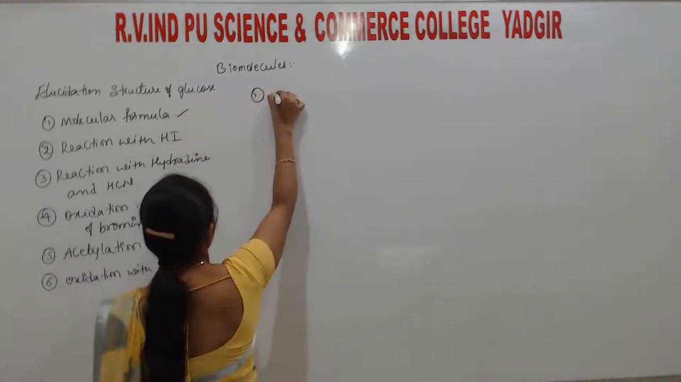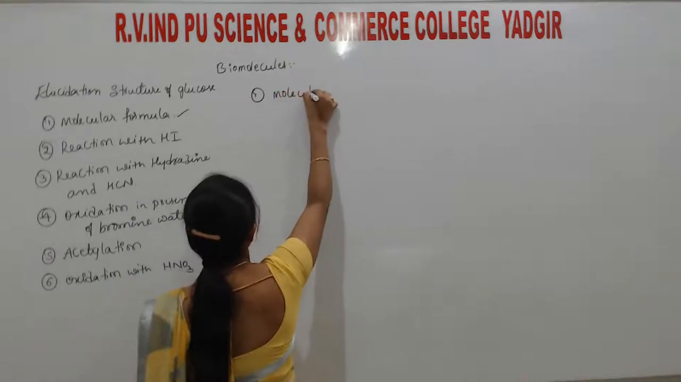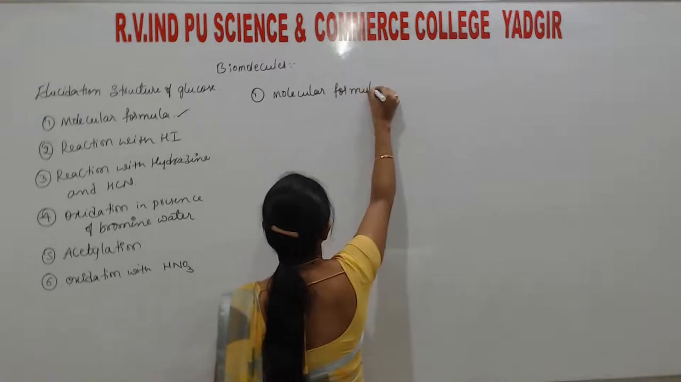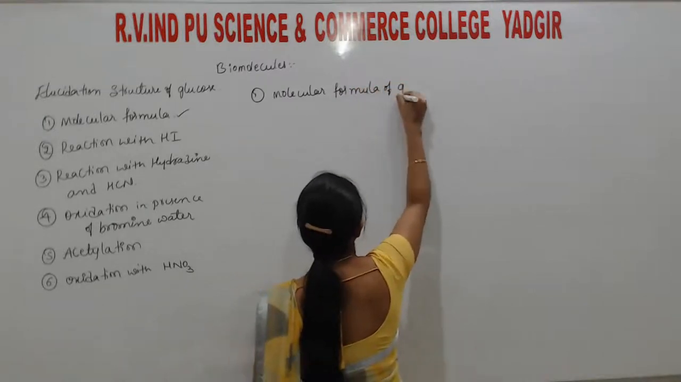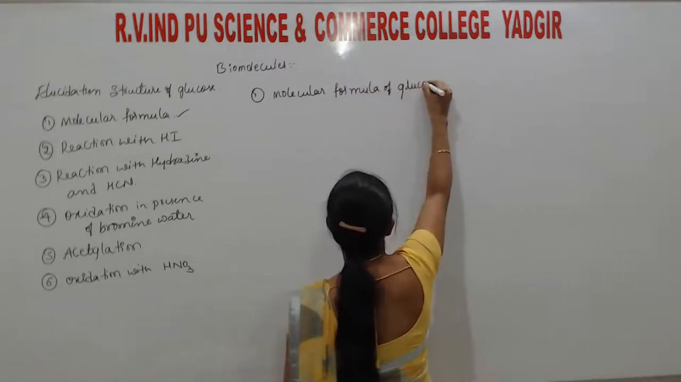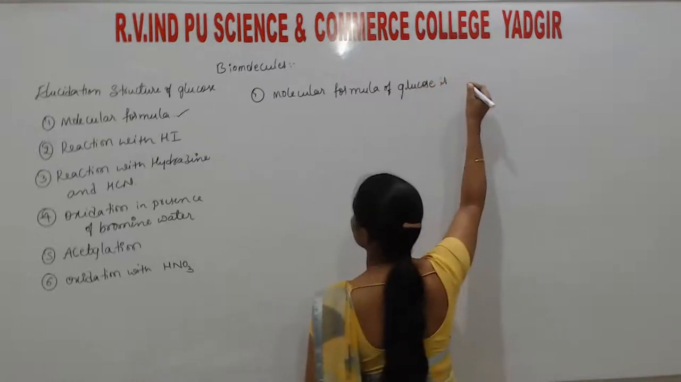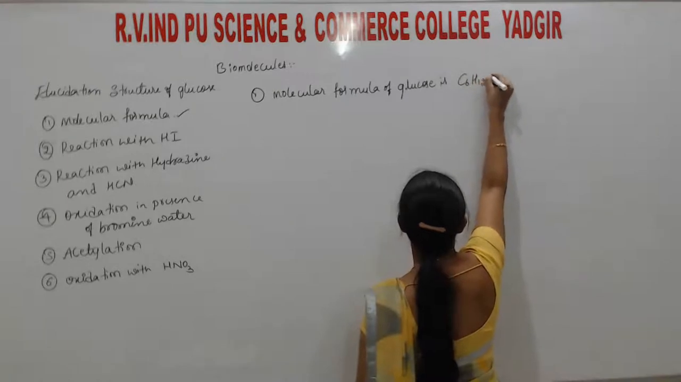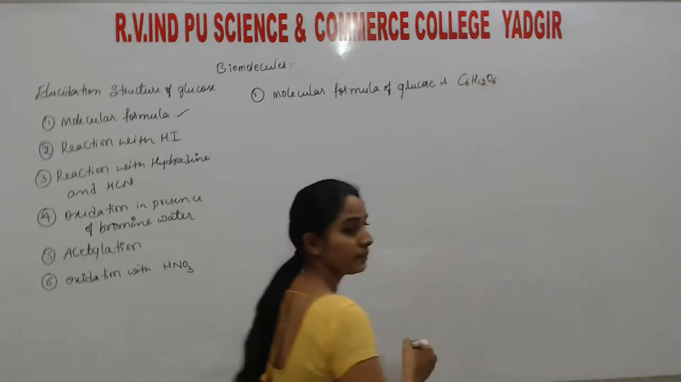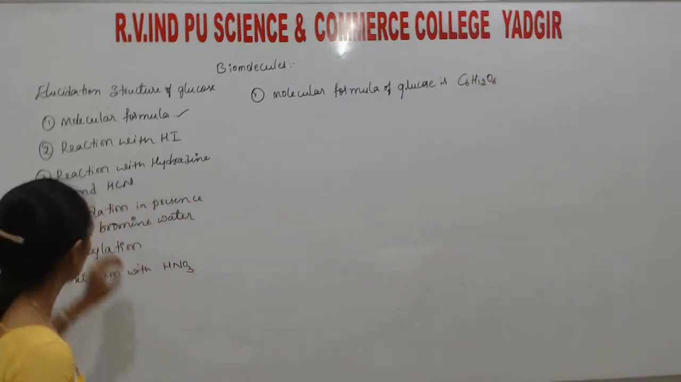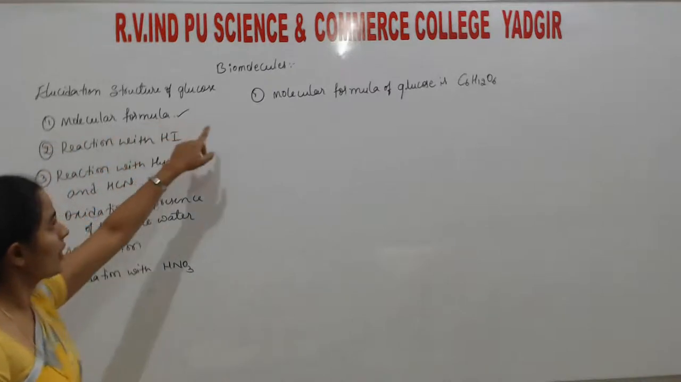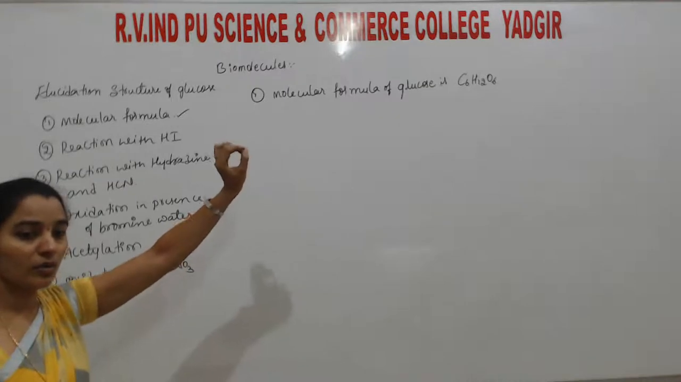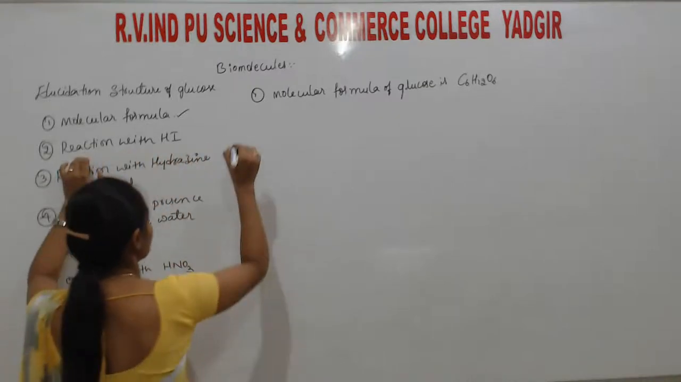The first one is the molecular formula of glucose, which is C6H12O6. First one is done. The molecular formula of glucose is C6H12O6.